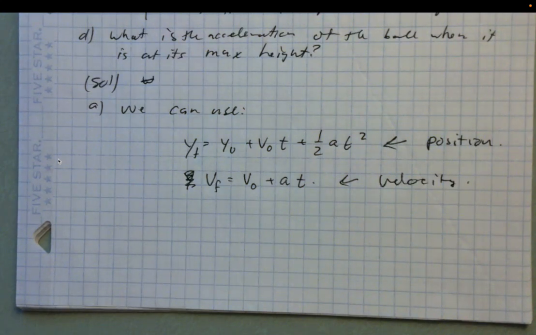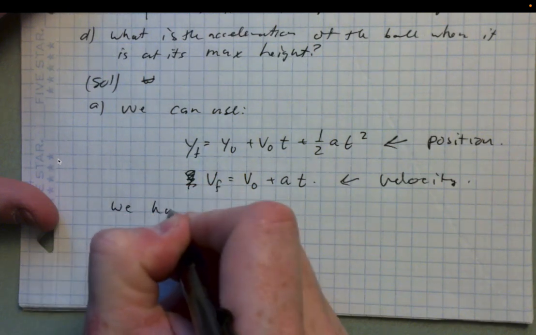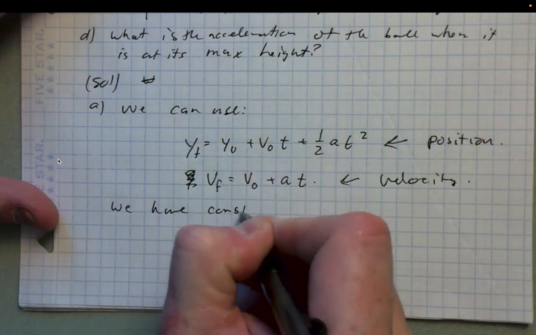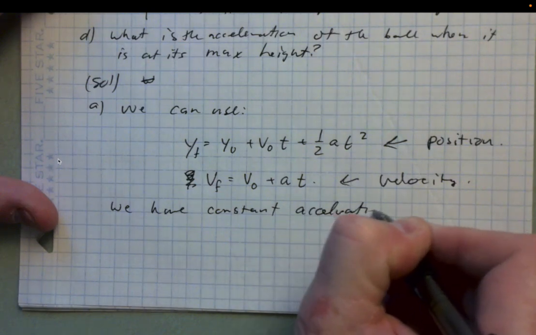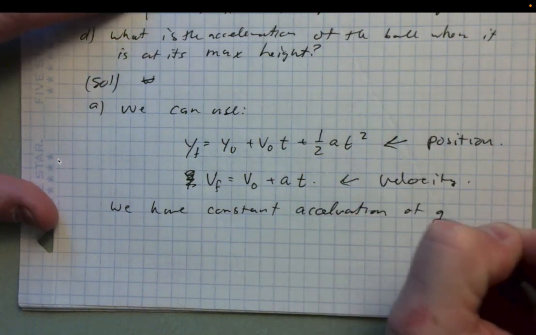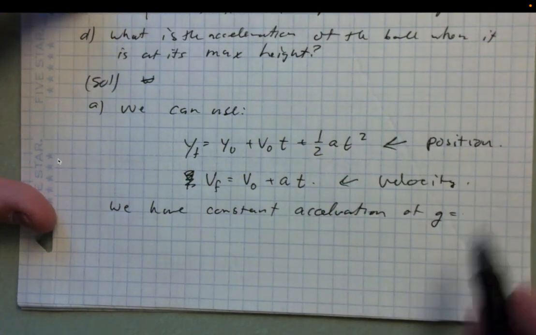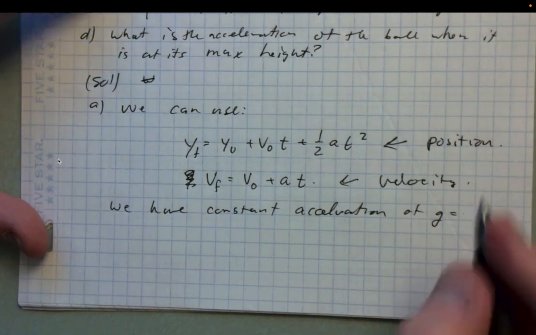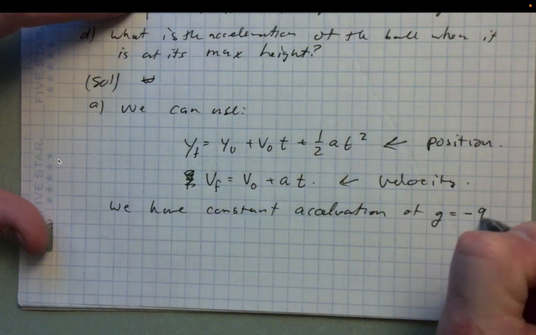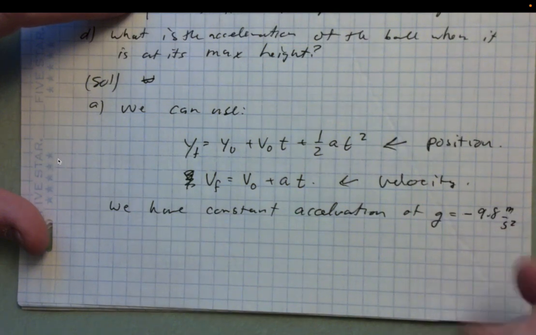In order for these to work, what do we have to know about acceleration? Constant. And since the ball is in free fall from the moment it leaves your hand, we have constant acceleration. What is that acceleration? We have constant acceleration of g equals 9.8 meters per second squared in the downward direction. So we'll use negative 9.8 meters per second squared.